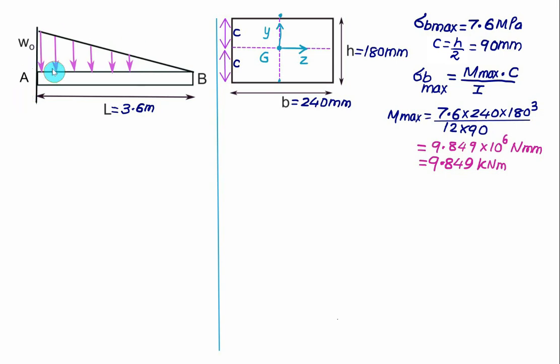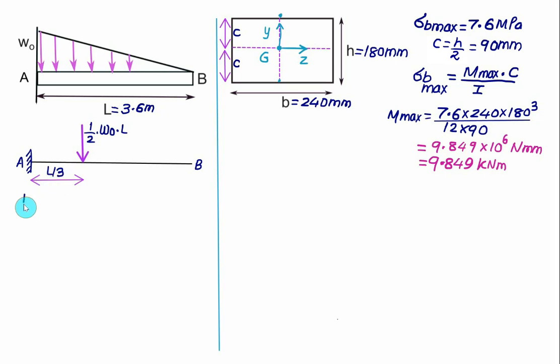For this purpose, we will convert the UVL into a point load. Since we have a triangle here, the equivalent load will be the area of the triangle, and this equivalent load will pass from the apex at a distance equal to 2L by 3 and from the base it will pass at a distance equal to L by 3. So in this case, the equivalent load is nothing but the area of the triangle. Area of the triangle is the same as 1 by 2 into W0 multiplied by L. And this load from the base will act at a distance equal to L by 3. So this distance is L by 3.